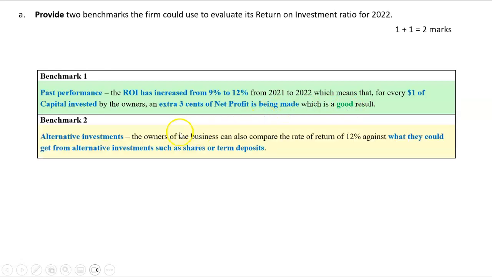And the other one I put in would be alternative investments for ROI. That's always the big one. If you're doing economics, this is your opportunity cost. The owners of the business can also compare the rate of return of 12% against what they would get from alternative investments such as shares or term deposits.